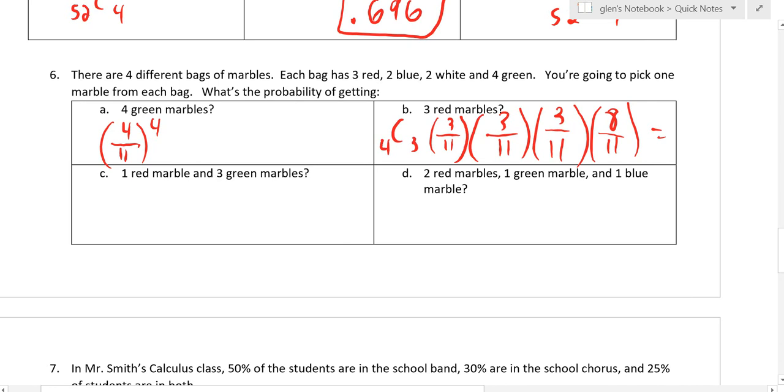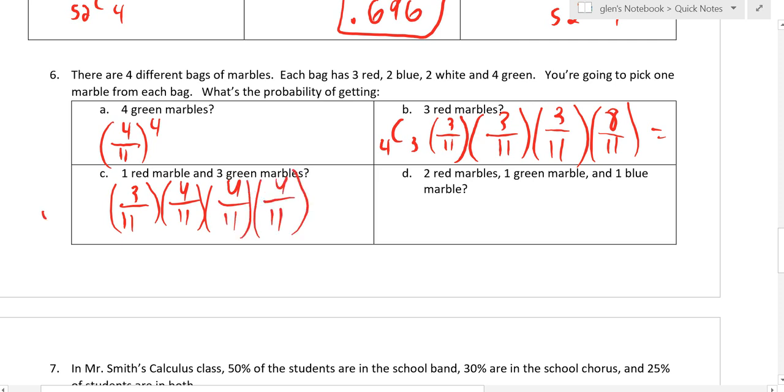1 red and 3 green, what's the probability of getting a red? 3 out of 11, and then a green, 4 out of 11, 4 out of 11, 4 out of 11. But then we're choosing 1 to be red or 3 to be green, whichever one you want. Same thing. So, just for the last one real quick, would you just do 4 choose 1 or 4 choose 3?